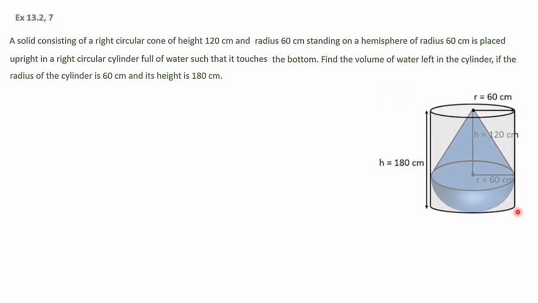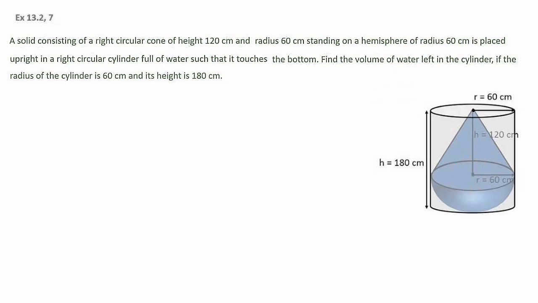There is a cylinder, dimensions are given, height 180 and radius 60, and there is a solid which is having a hemisphere on the bottom and a cone on the top, and that particular solid you are placing inside the cylinder which is full of water. Of course, some quantity of water will flow out of this cylinder. That volume of water which has flowed out will be the same as the volume of this solid. We are asked to find the volume of water left in the tank, or left in the cylinder.